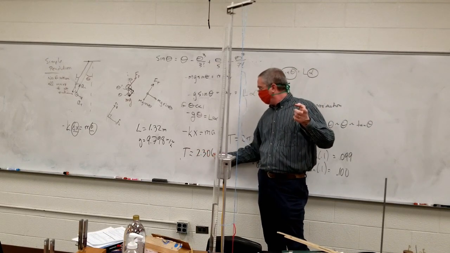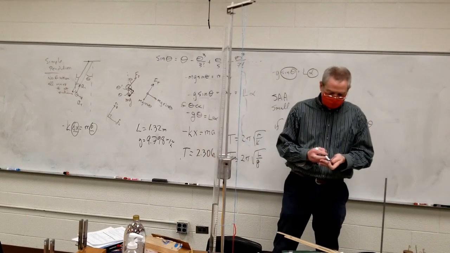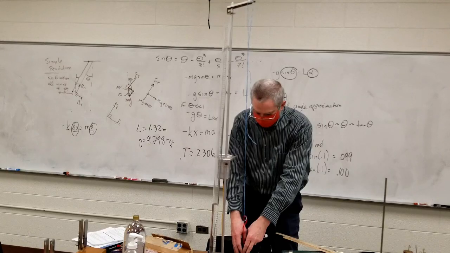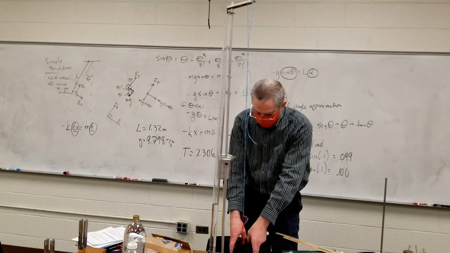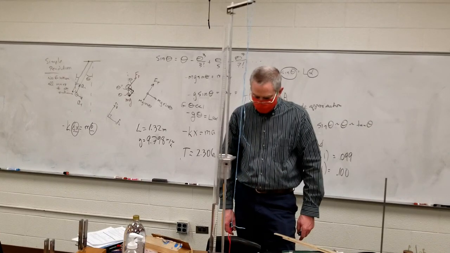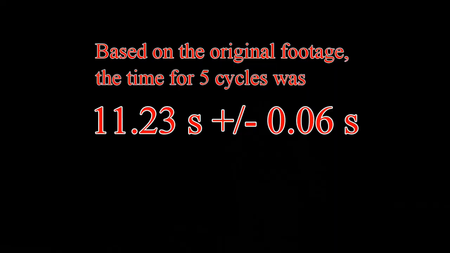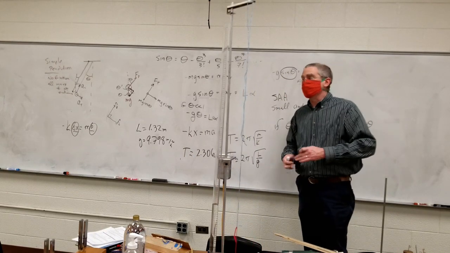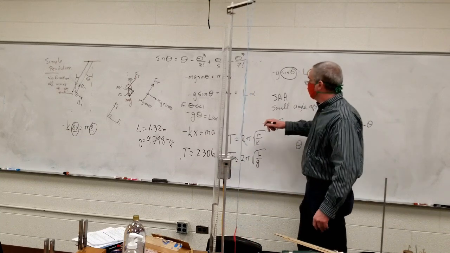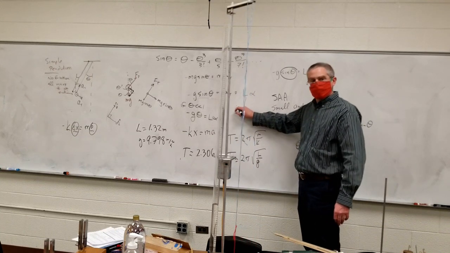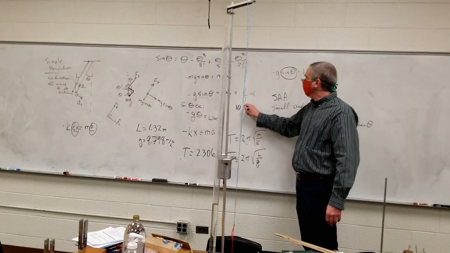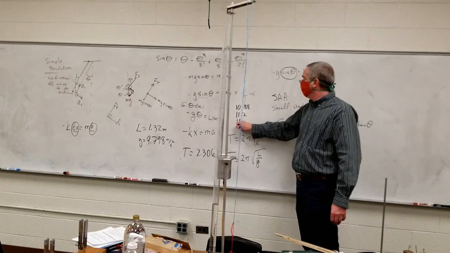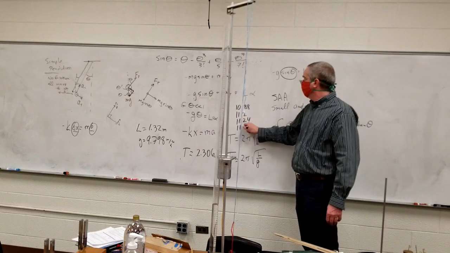2.306 seconds. All right. 3, 2, 1, go. 4. And stop. We got 5 there. So what times do we get for 5? 10.88. I have 11.2. 11.24? 11.42.